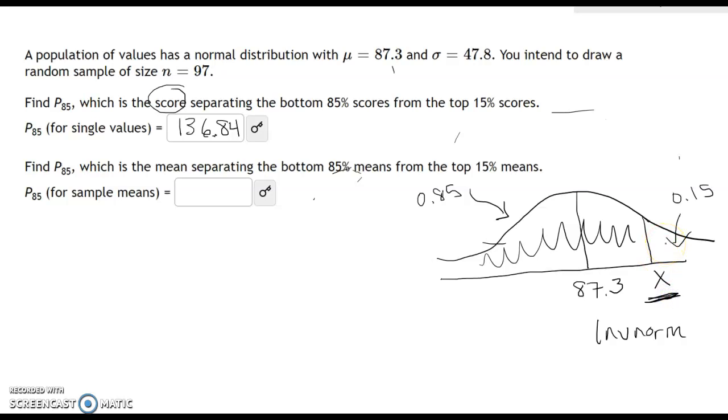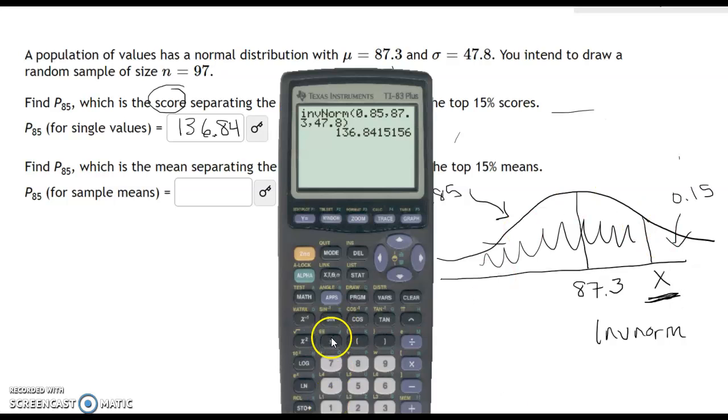Now the next question is: find the 85th percentile, which is the mean separating the bottom 85% of means from the top 15% of means. So this is the exact same drawing, same idea. The only thing that we're going to change is that standard deviation. And so this time I choose inverse norm. Second vars, go down to 3. This is our inverse norm.